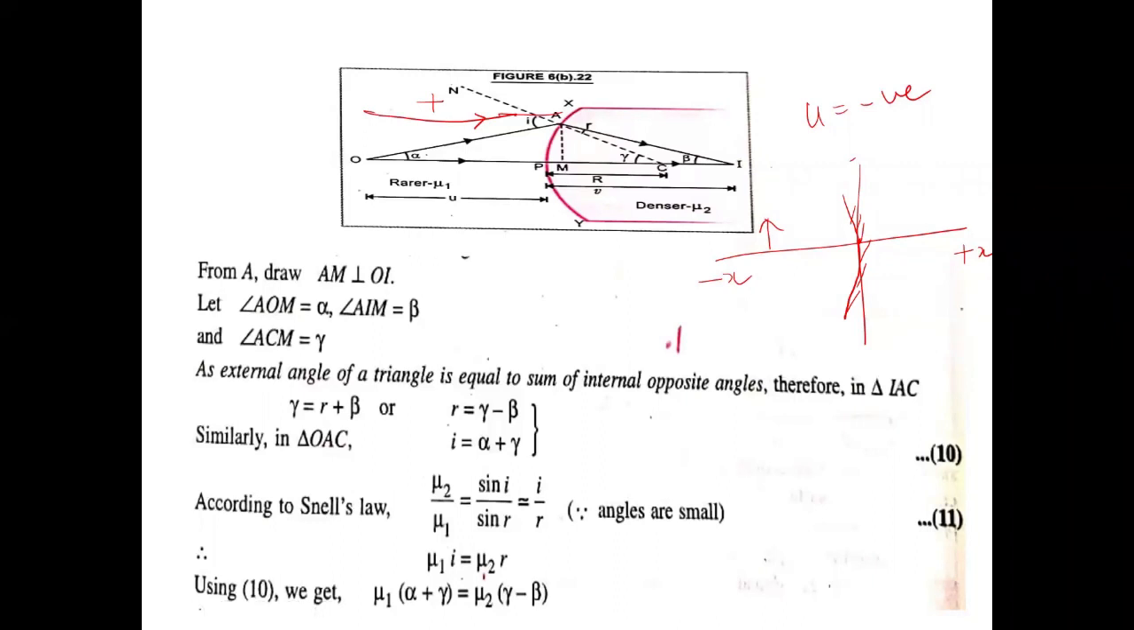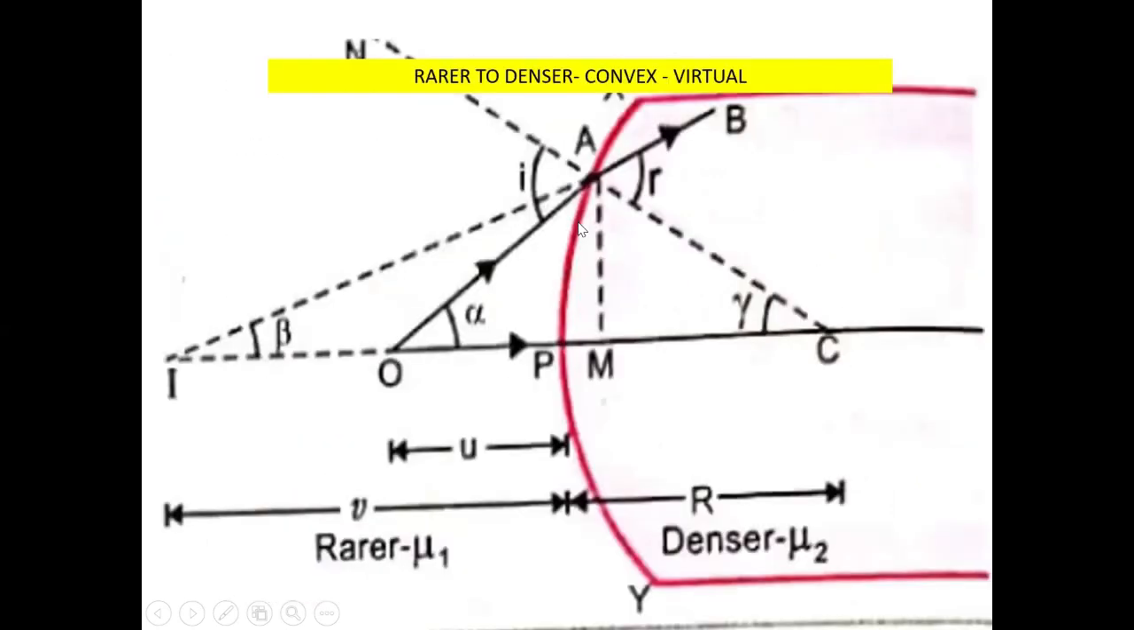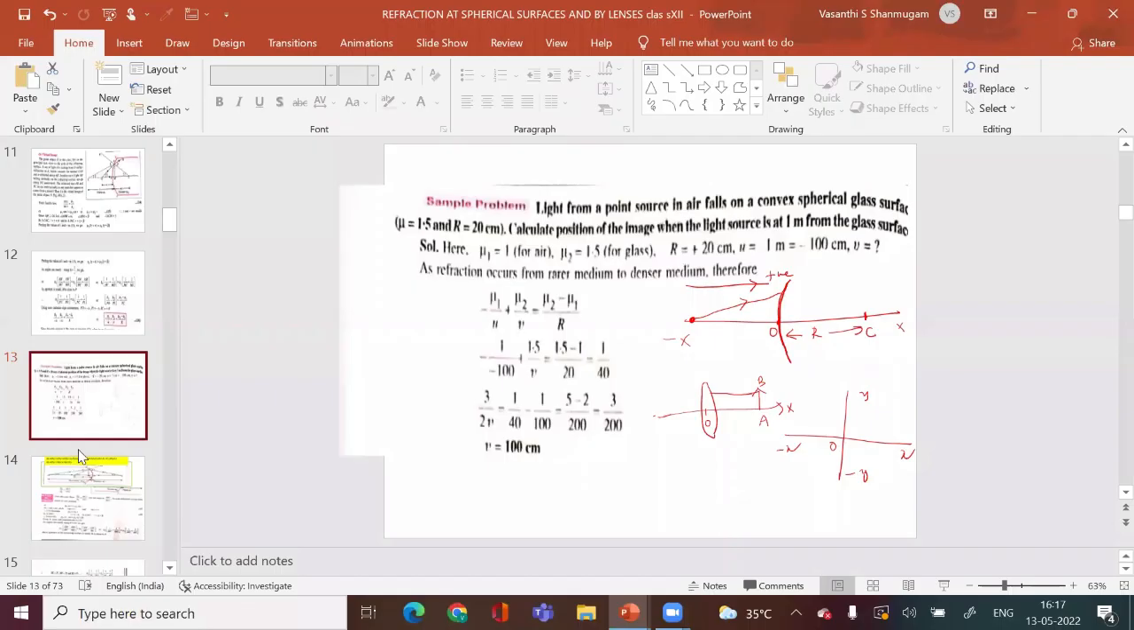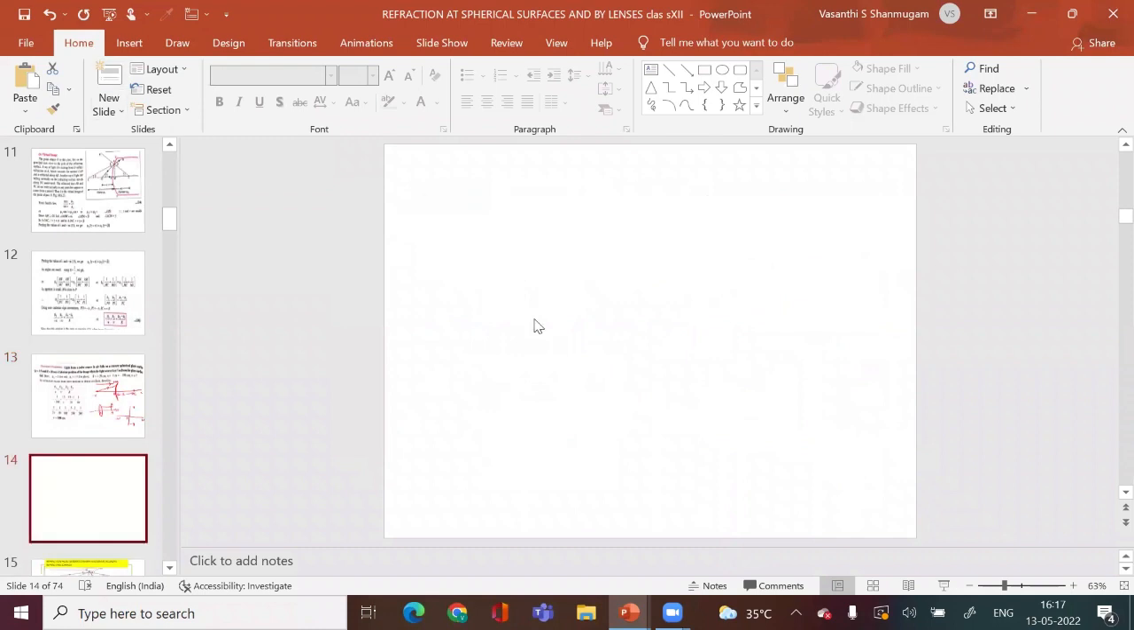What is the criterion now? What is the criterion for sign convention? Which direction is positive? Along the incident ray direction.